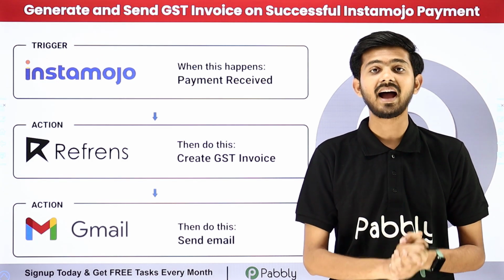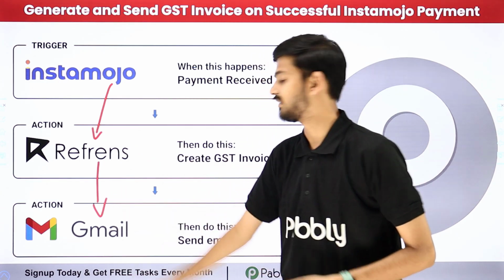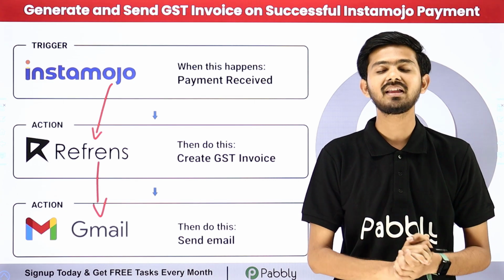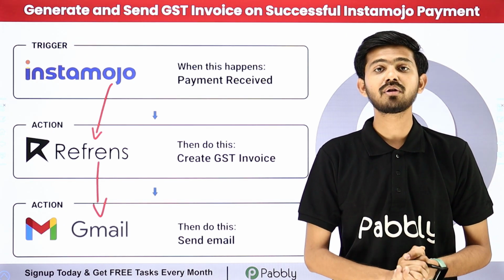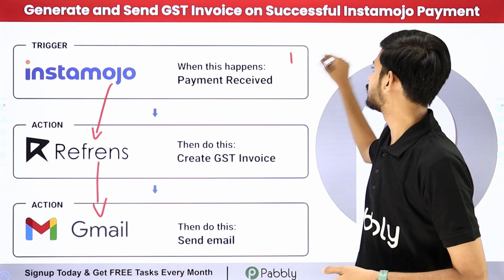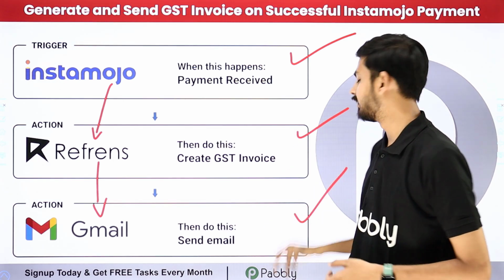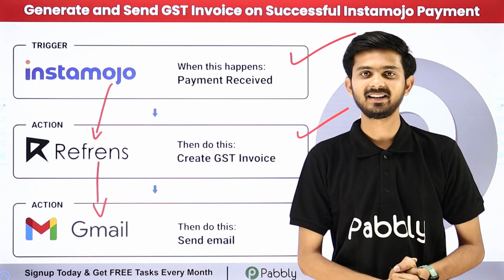So for my objective, I have to build a connection between Instamojo, reference and Gmail. For building this connection, I'm going to use Pabbly Connect, which is an amazing software for automation and integration. In Pabbly Connect, I need to use the concept of trigger and actions. In trigger application, I'm going to use Instamojo. In action application, I'm going to use reference and Gmail. So how am I going to build this connection? For that, let me take you to my computer screen.